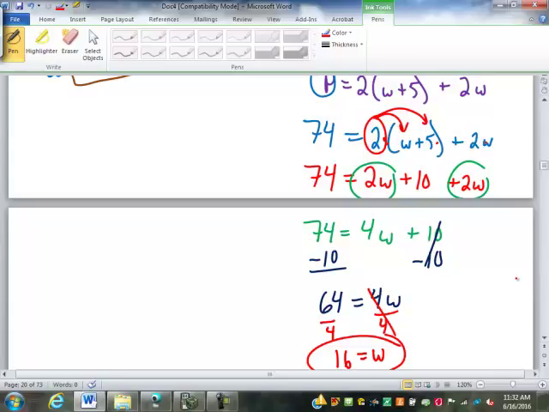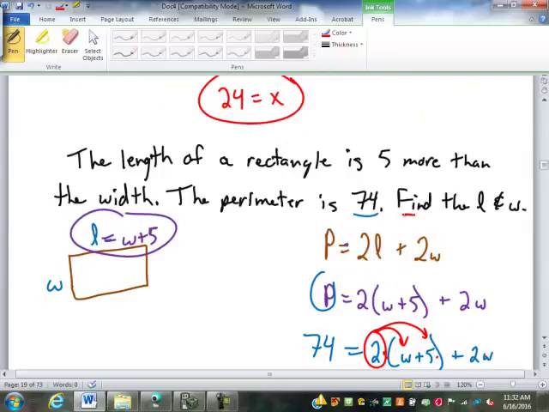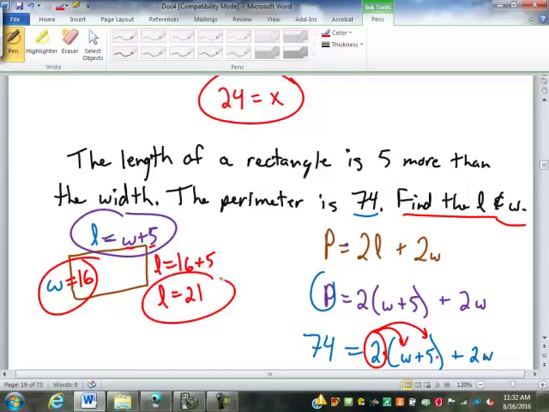No. It's a tendency to think, we wrote the equation, we solved the equation, we're all done. But we're not. We have to go back and make sure we answer the question. The question asked, find the length and the width. We just found the width. The width equals 16. What's the length? Well, it's W plus 5. So 16 plus 5, which is 21. So the width is 16 and the length is 21.